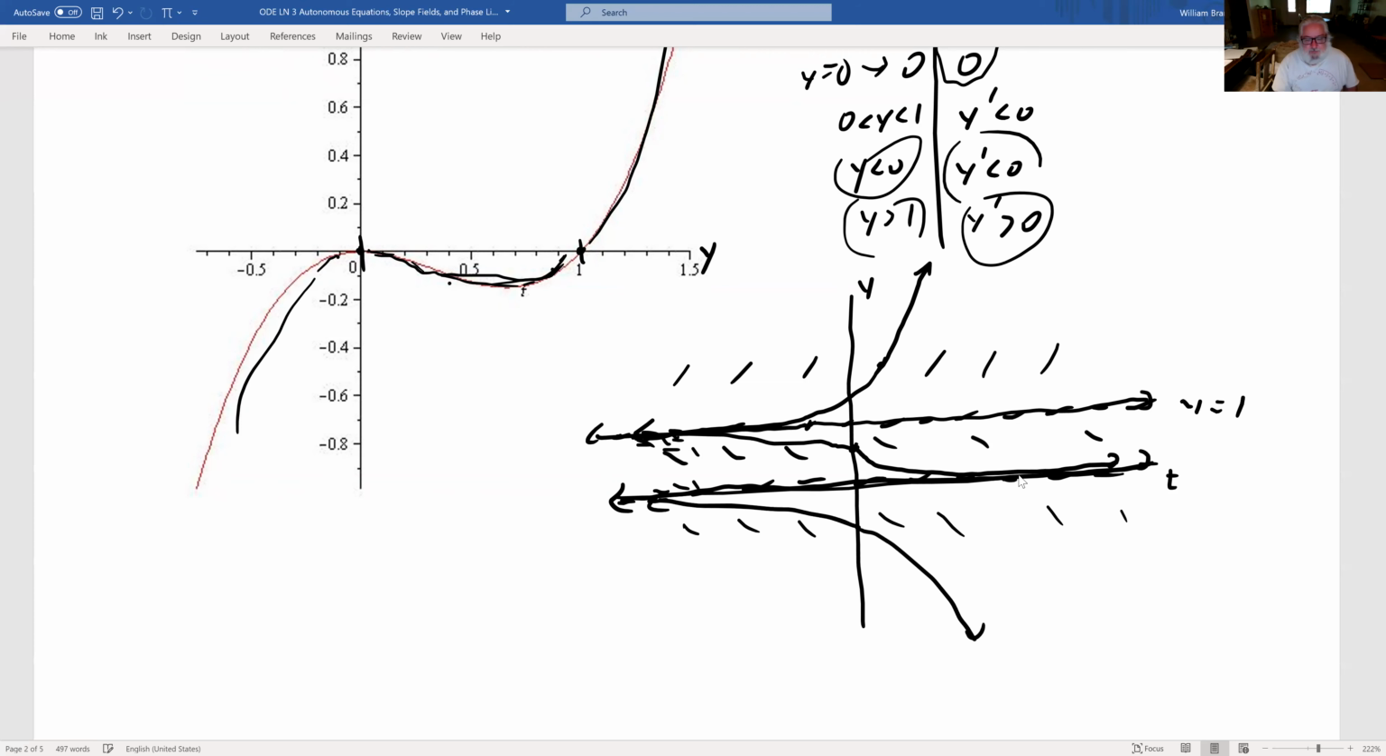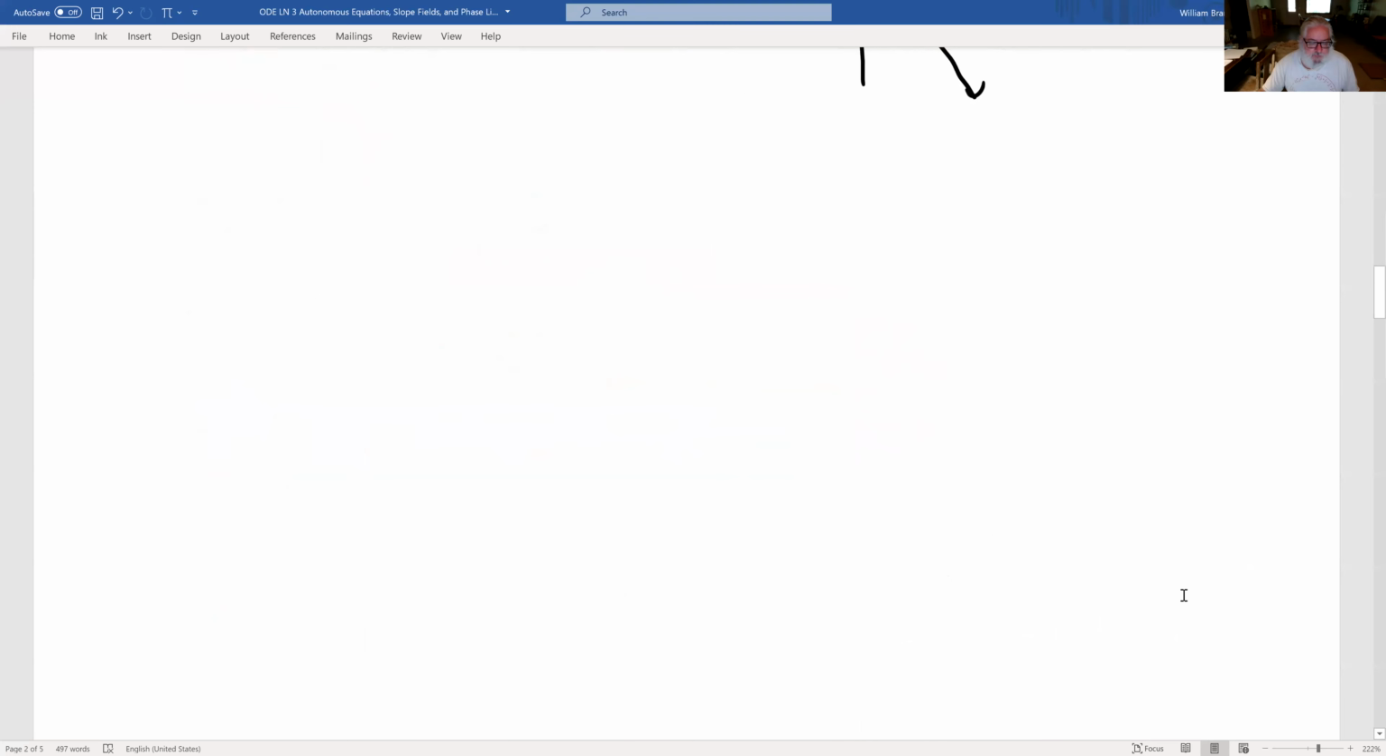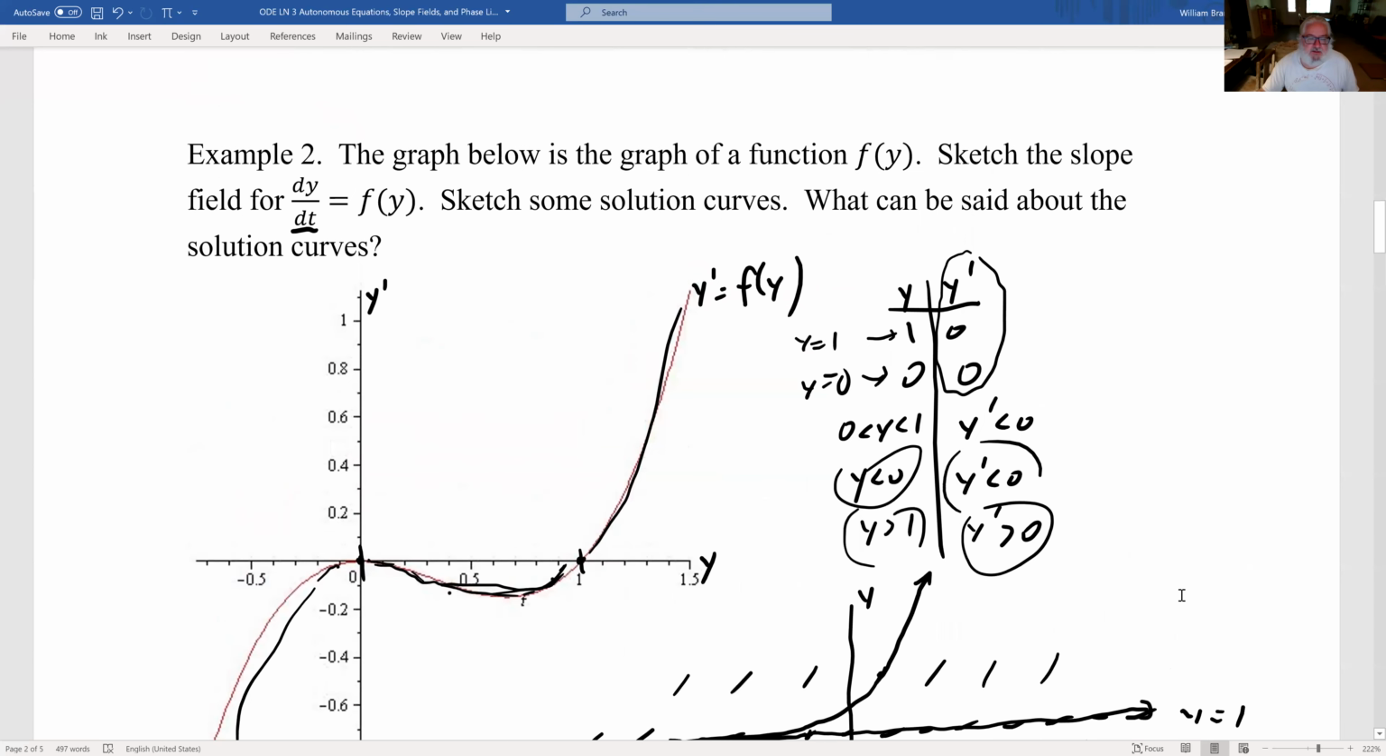Something like that. Right? So we can draw the slope field. What we're really interested in mostly in looking at autonomous vector fields is where the slope is 0 and what the sign is in between those y values. Okay, and what can you say about the solutions?